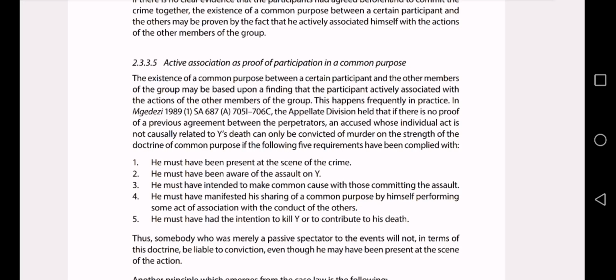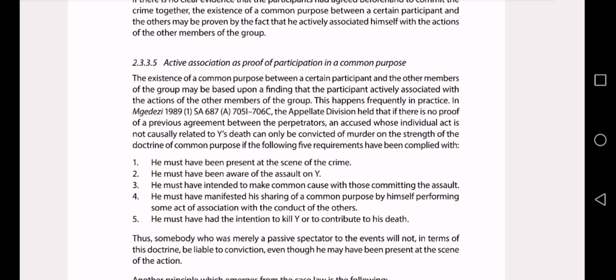He must have been present at the scene of the crime. He must have been aware of the assault of Y. He must have intended to make common cause with those committing the assault. He must have manifested his sharing of common purpose by himself performing some act of association with the conduct of the others. He must have had the intention to kill Y or to contribute to his death.